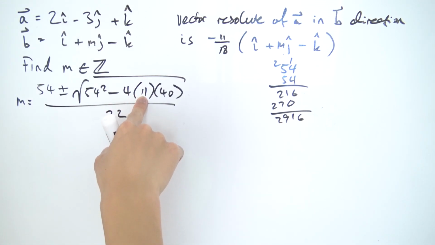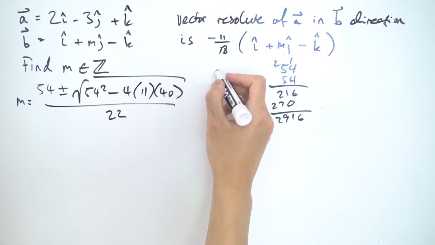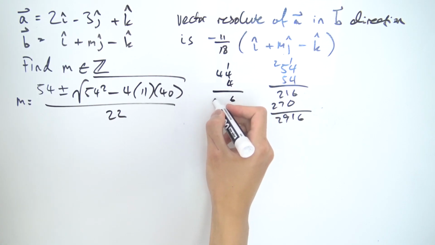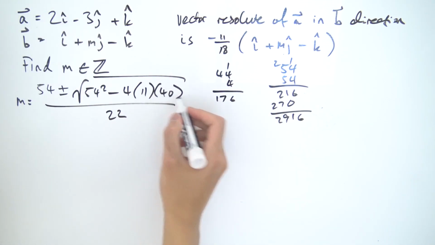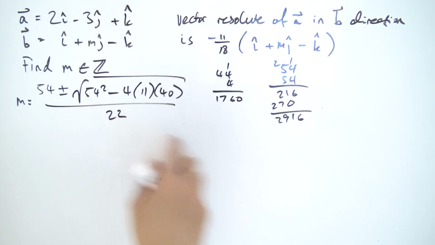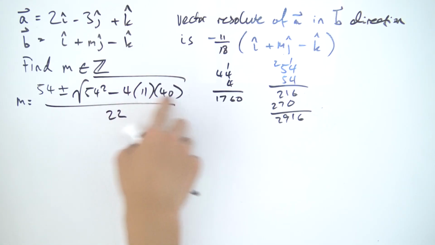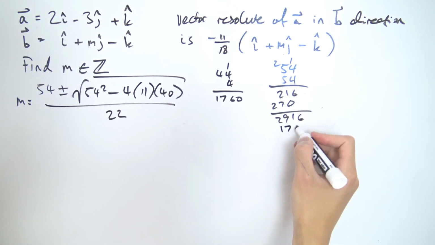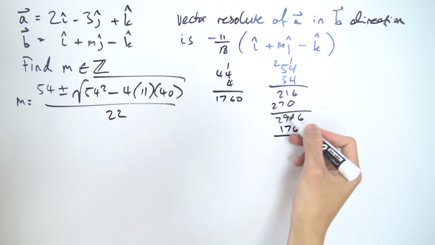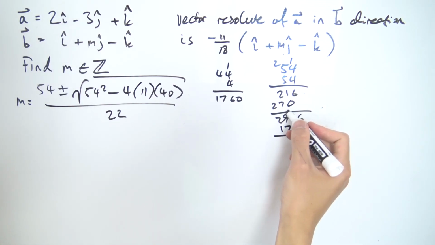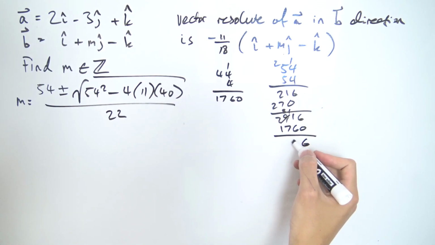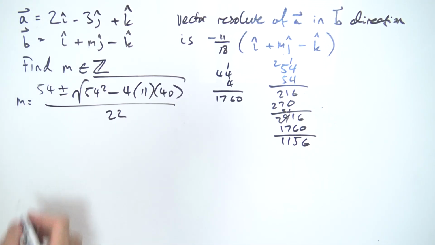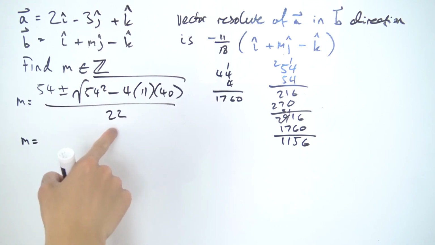Then 4 times 11 times 40. 4 times 11 is 44, times 40 gives 1760. So we take 2916 minus 1760. That's going to give us 6. Let's borrow a 1 from this 9, so 11 minus 6 is 5, 8 minus 7 is 1, 2 minus 1 is 1. We get 1156.